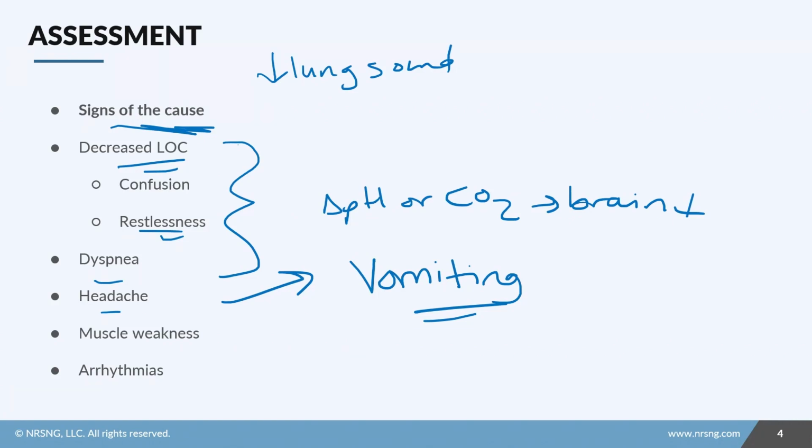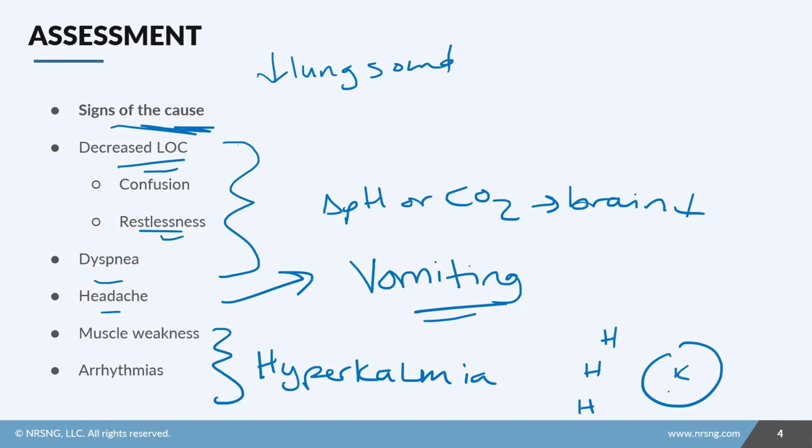The other things that we will see are muscle weakness and arrhythmias, and that is related to the hyperkalemia. Remember that the excess hydrogen ions outside the cell are going to attempt to switch places with the potassium inside the cell, and that can cause hyperkalemia. And so kicking that extra potassium out into the bloodstream means that you're going to see possible signs of hyperkalemia like arrhythmias or muscle weakness or EKG changes.